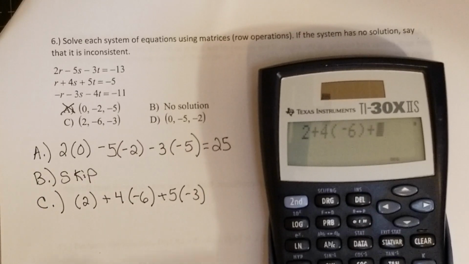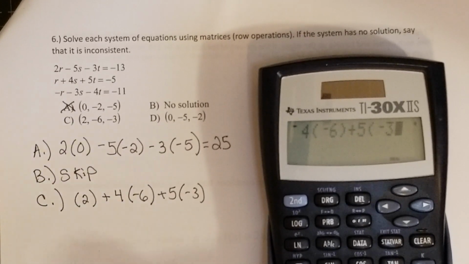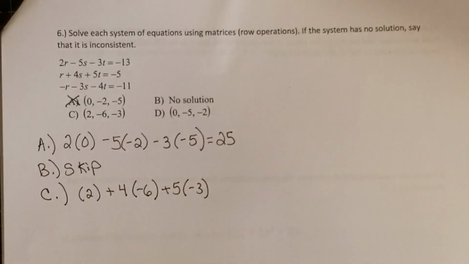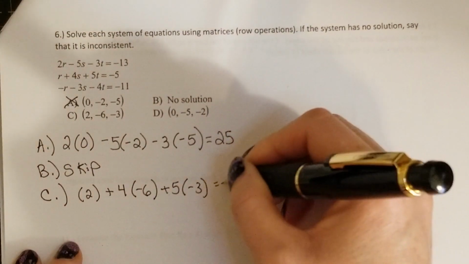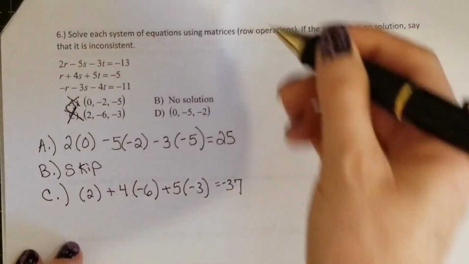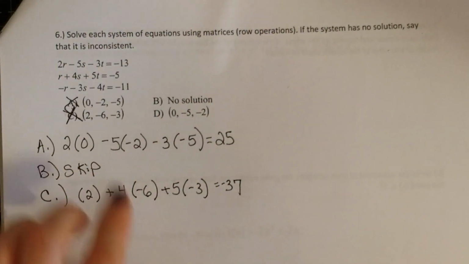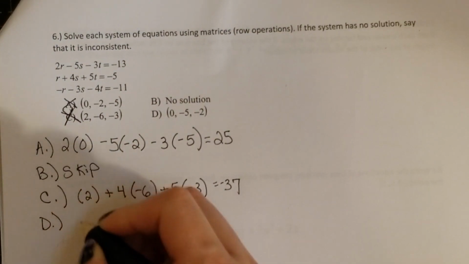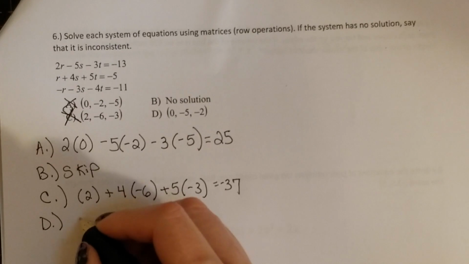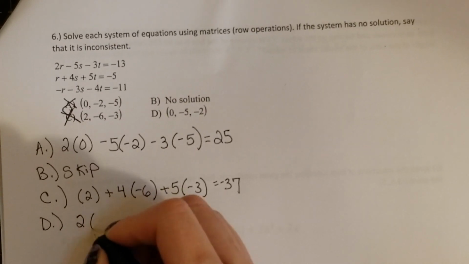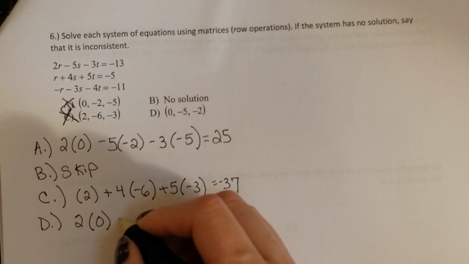Just whatever you do, make sure you're consistent and you have a pattern when you're plugging these in. Okay, that gave me -37. So I know that it's not going to be C. If you do get one to work, you do need to check the other two equations. Okay, we're going to D. So let's go back to the first equation. I should have done that on the last one anyway. Try to be methodical when you do this.